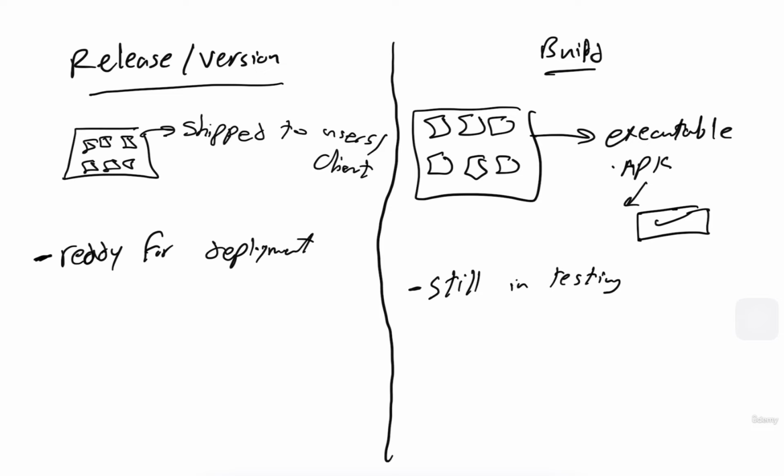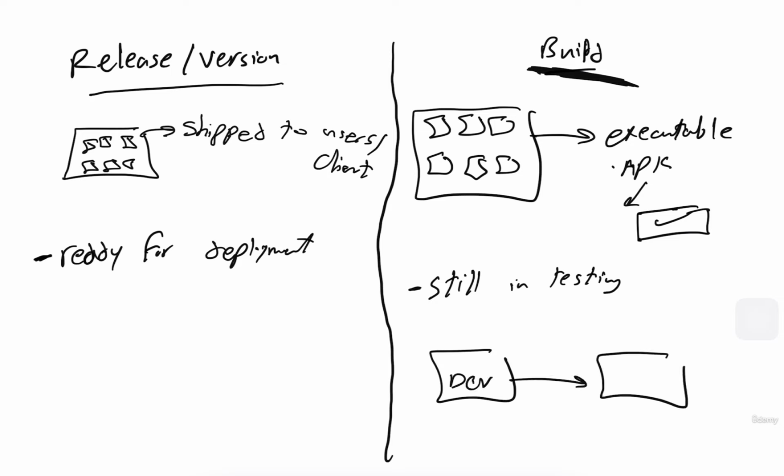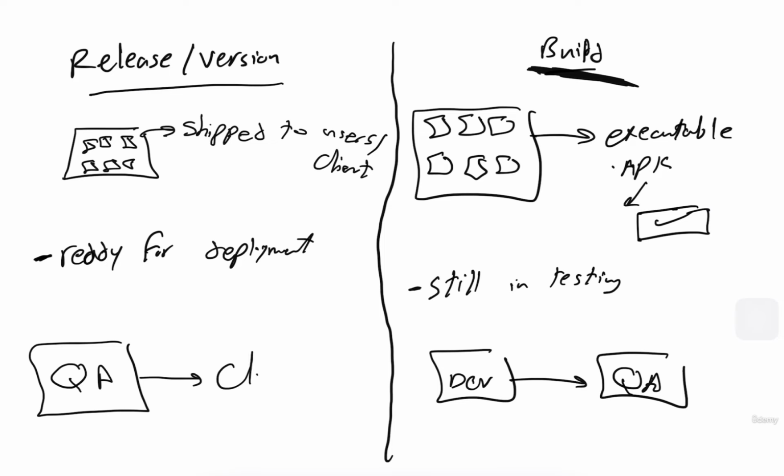Okay, so who is the person who hands over the build? So the build goes from the development team to the QA team for testing. Okay, we developed the build, we need testing of this build. But the release or version is handed over from the QA team to the client or the customer or the end user. So in this case, we can say that what we upload on the store, whether it is Android or iOS, is the release or the version.